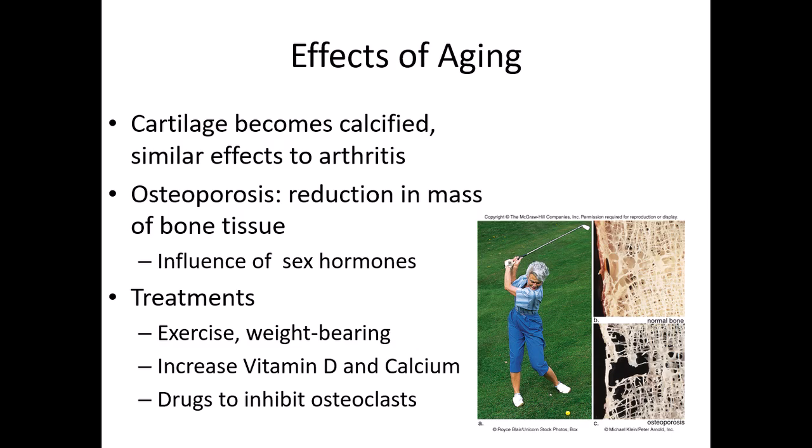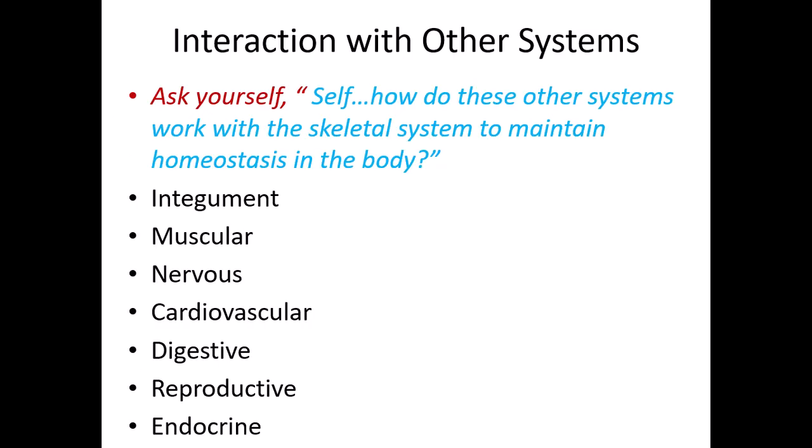And then in severe cases, there can be drugs used to inhibit osteoclasts, to slow down osteoclasts, which are breaking down bone tissue. So these are some of the effects of aging. As we know, everything kind of deteriorates overall, but these are some of the specific effects to bone tissue through time and some of the treatments to prevent or counter those effects.